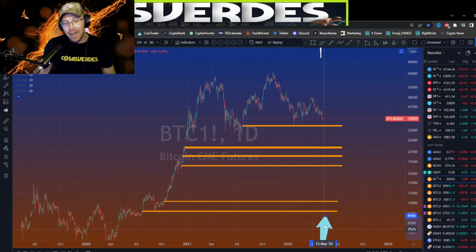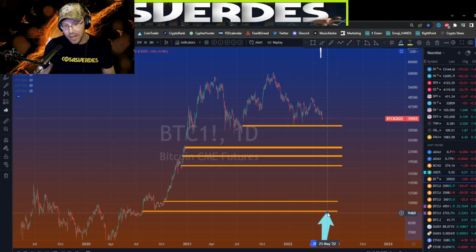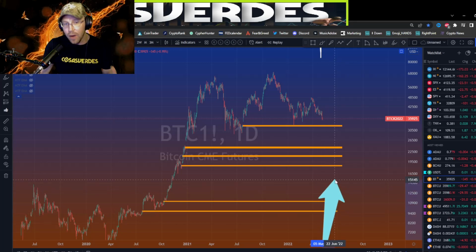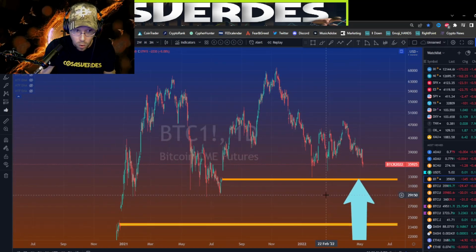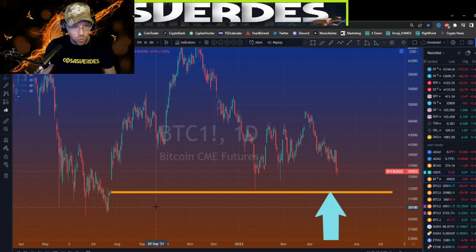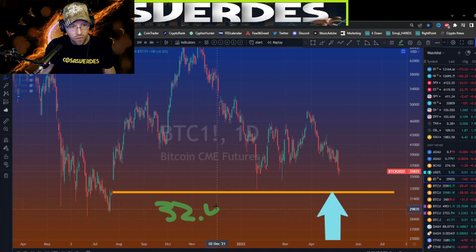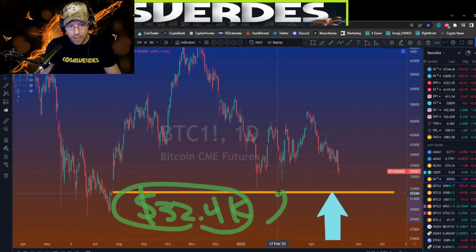And I'm not saying this guarantees it's going to fill down at 9,700, right? It doesn't mean Bitcoin is going this low. They don't have to be filled. However, if you look at just this top one, this is why I'm saying "or lower," this one's coming in around 32,400, just roughly 32.4, okay? That's where this gap is.